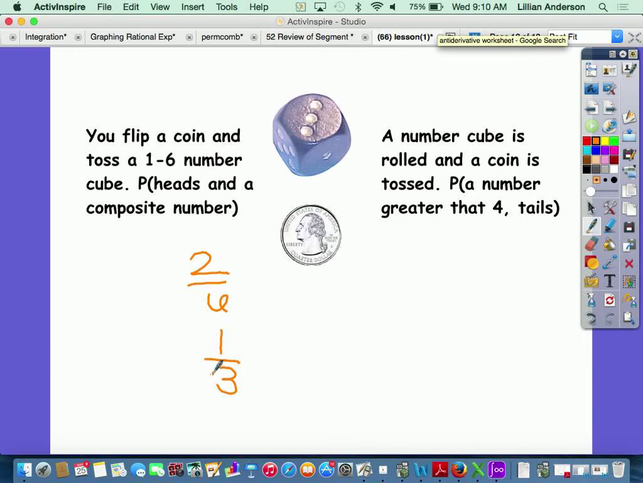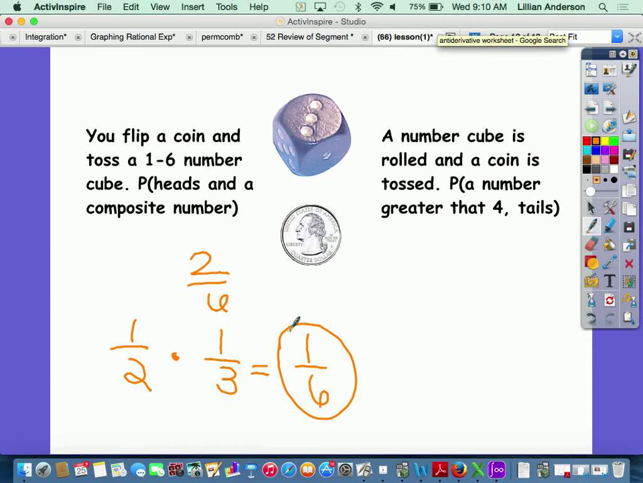1/3. What's the probability of being heads if you flip a coin? 1/2, because there's 2 sides. One's the heads, one's the tails. What do I do to the 2 probabilities? Multiply them to get 1/6. Very good.